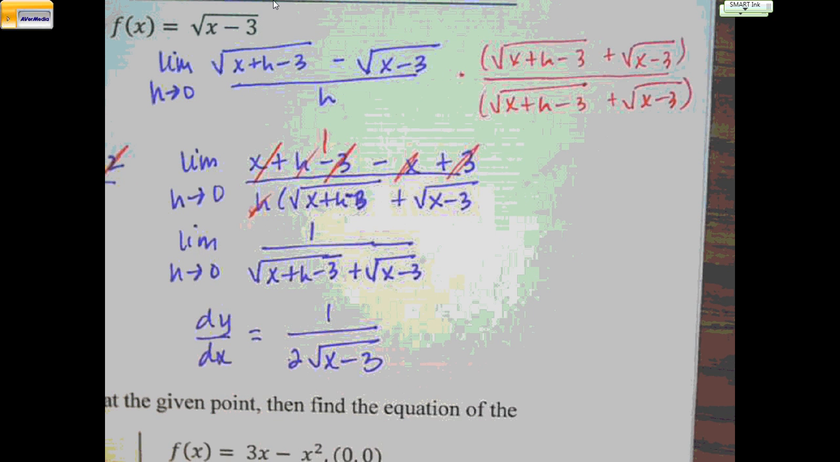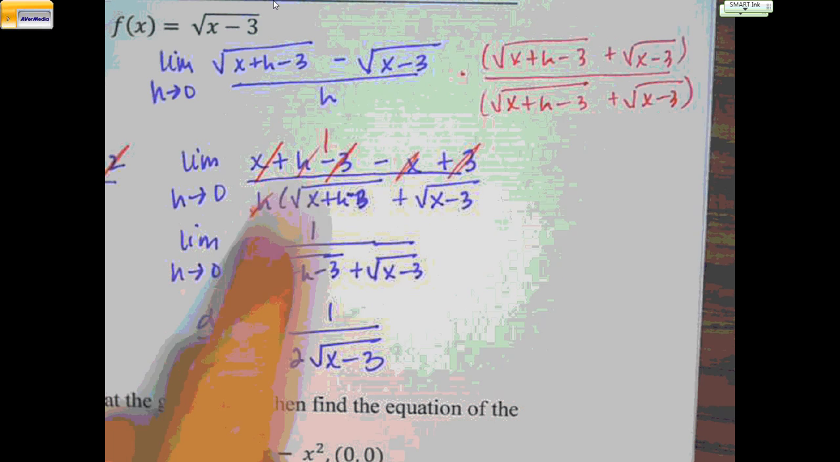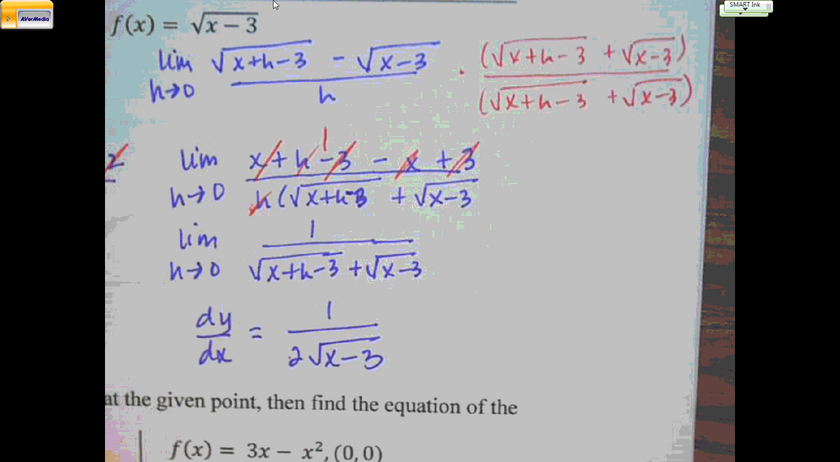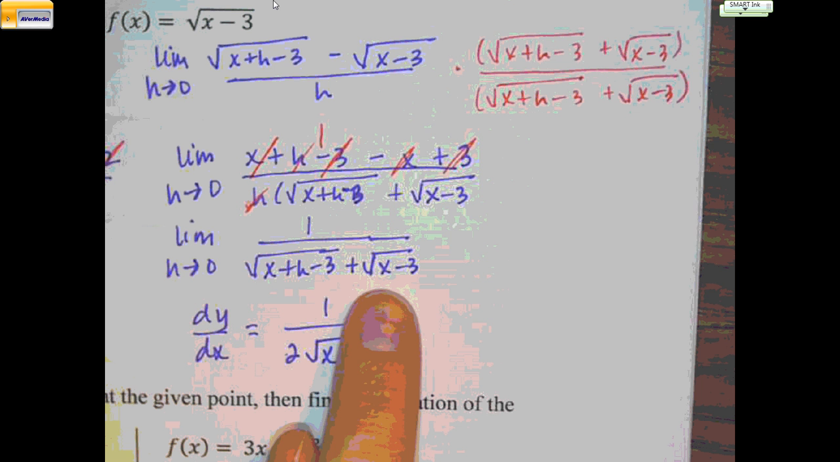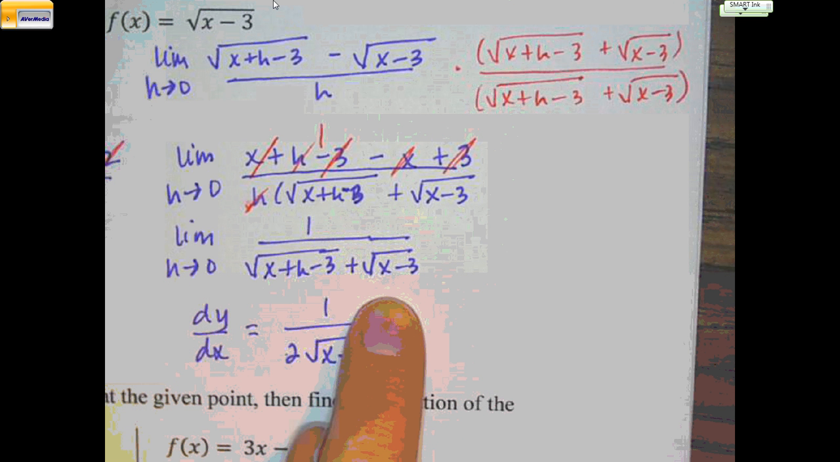All of the major players canceled. Our h is also canceled, but don't forget that there's a 1 on top because canceling is dividing. A lot of you guys forgot that on your test and just gave me the answer that was just a denominator. So we have 1 over this guy here. Now you can put a 0 into h, perfectly legal.